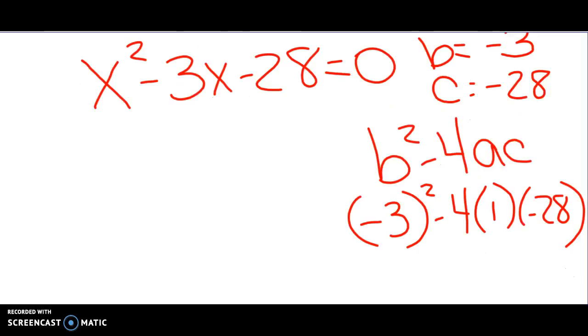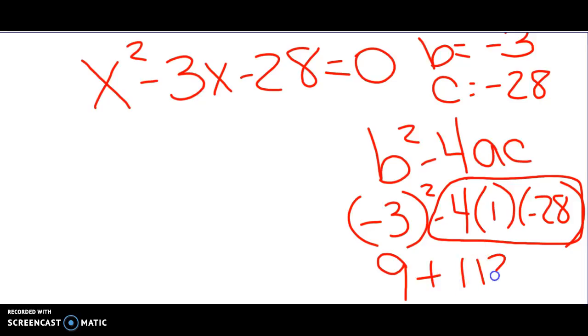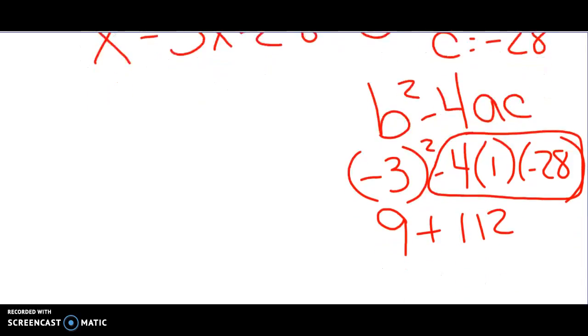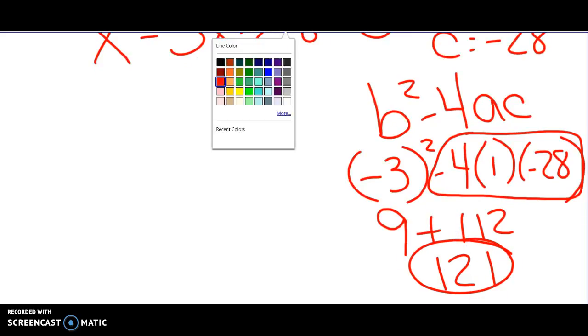All right, so that becomes a 9. And then I like to just take that negative 4 and throw it in there with the 4, the negative sign. So negative 4 times 1 times negative 28 is positive 112. All right, so now you're going to add those together so you get 121. Yay, that's a perfect square. All right, let's throw this into the quadratic formula.